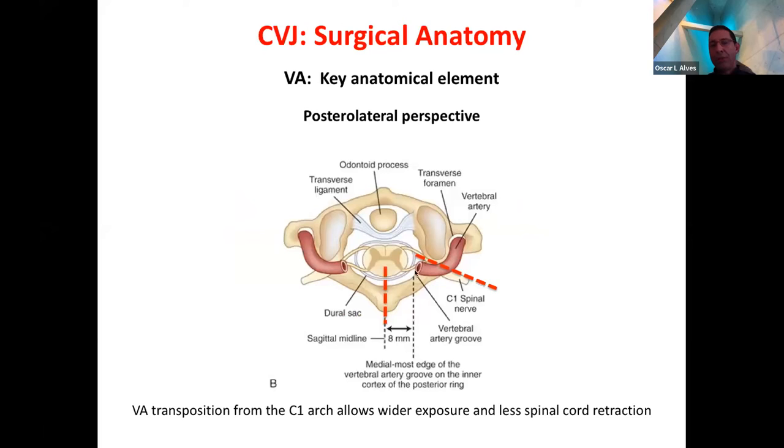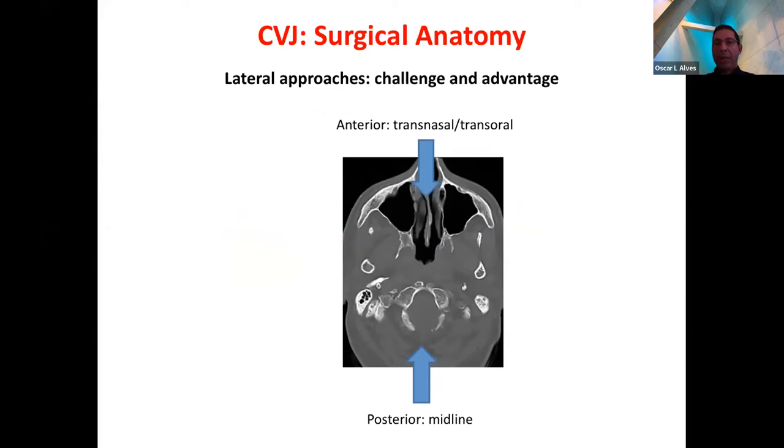The groove of the vertebral artery, the medial border of the vertebral artery, is around 8 millimeters from the midline. So if you want to access a more anterior position, you have to go laterally, which means that you have to transpose the vertebral artery from the arch of C1. And this will allow you a wider exposure and less spinal cord retraction.